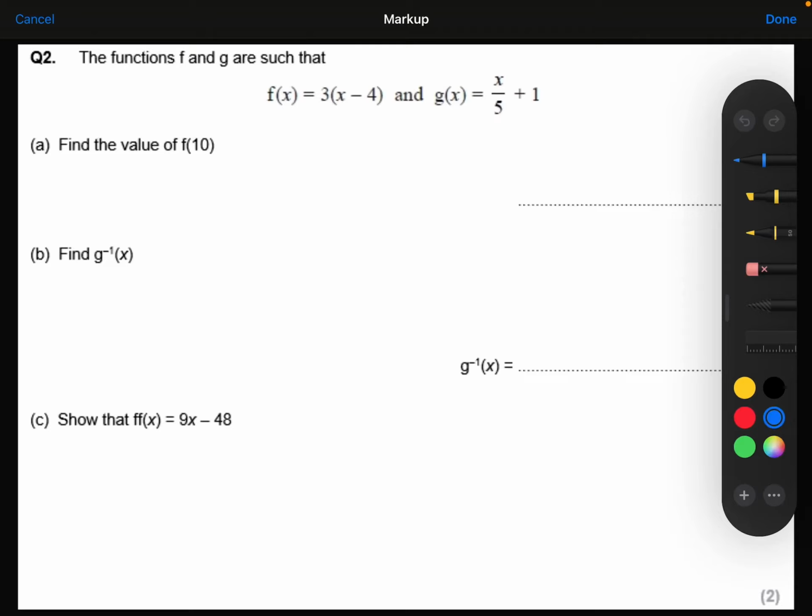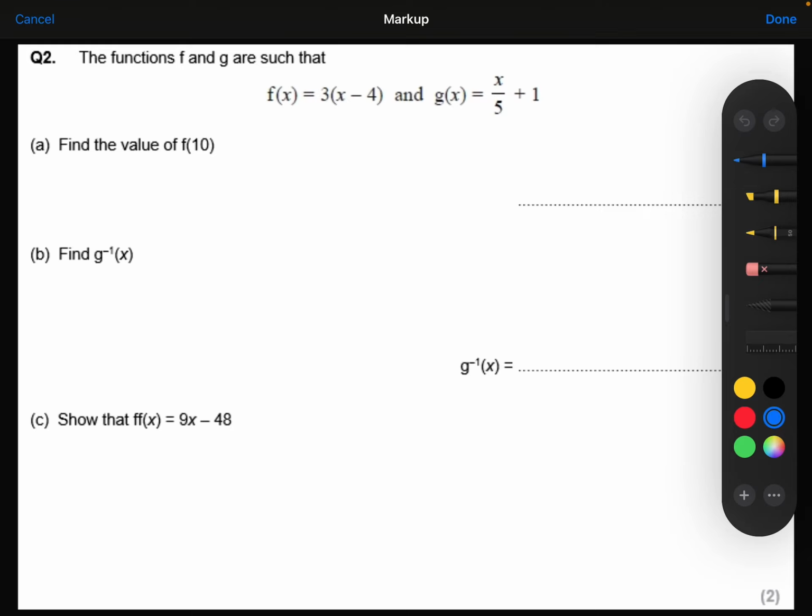The functions f and g are such that f of x is equal to 3 lots of x minus 4 and g of x is equal to x over 5 plus 1. Part A, find the value of f of 10.